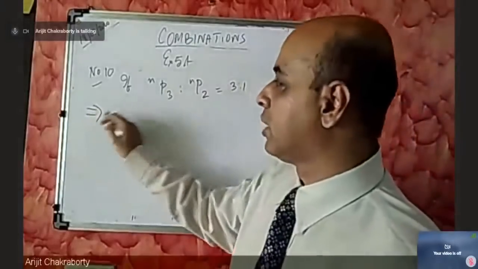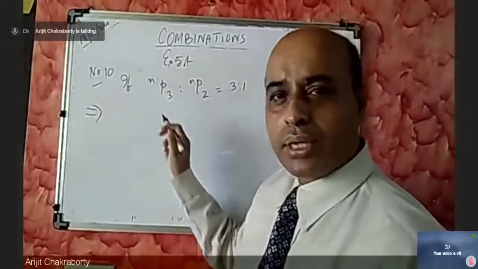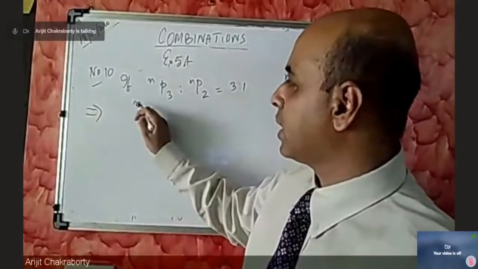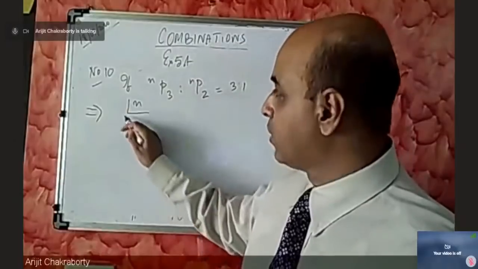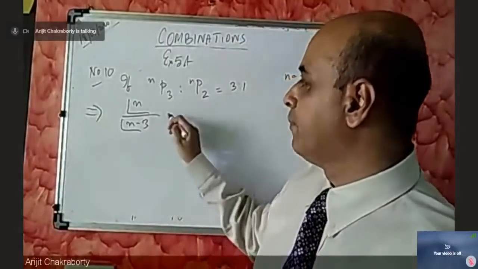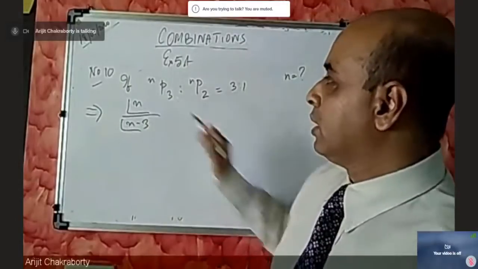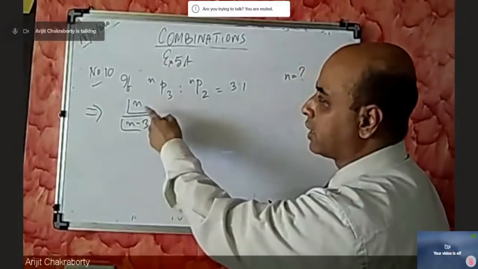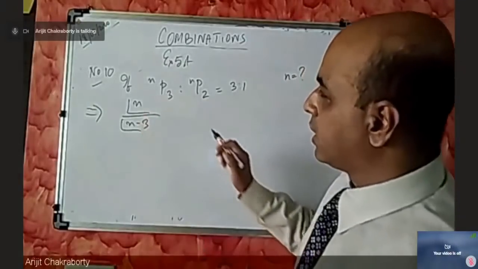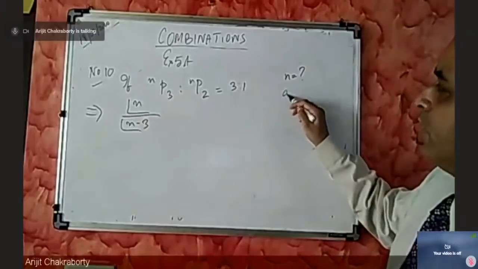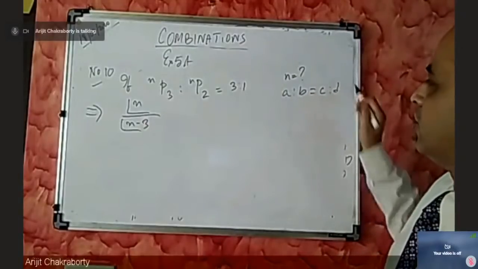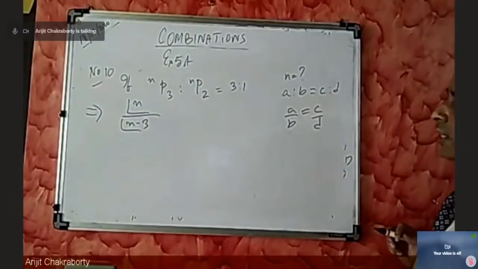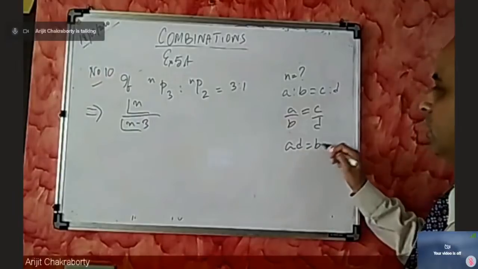So we directly go to, we'd have to split up. Now we'll try to expand NP3 and NP2. So this is n factorial divided by factorial n minus 3. This sign is actually a division sign. Right. So what I can do is, let me write it like this: if A is to B equal to C is to D, right, then I can write A by B equal to C by D, right? So AD is equal to BC, like this.